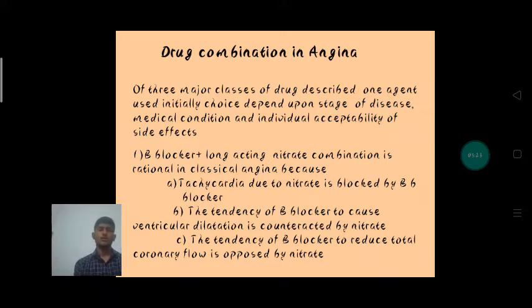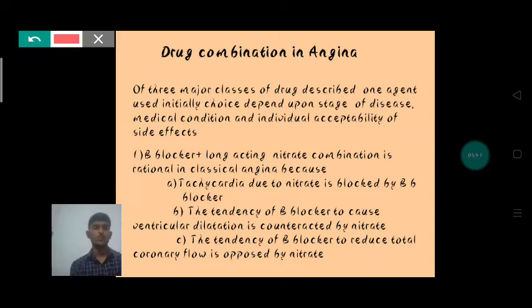Now see, there are three types of drugs used in angina: the beta blockers, nitrates, and calcium channel blockers. At the onset, we use one of the drugs, which depends upon the disease condition of the patient and the adverse effects of the drugs. But in the later condition we use a combination.